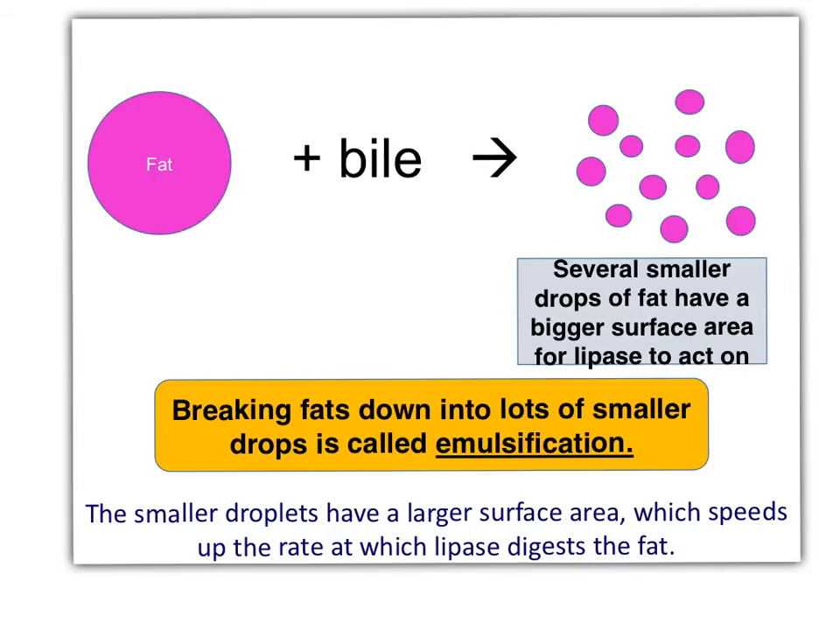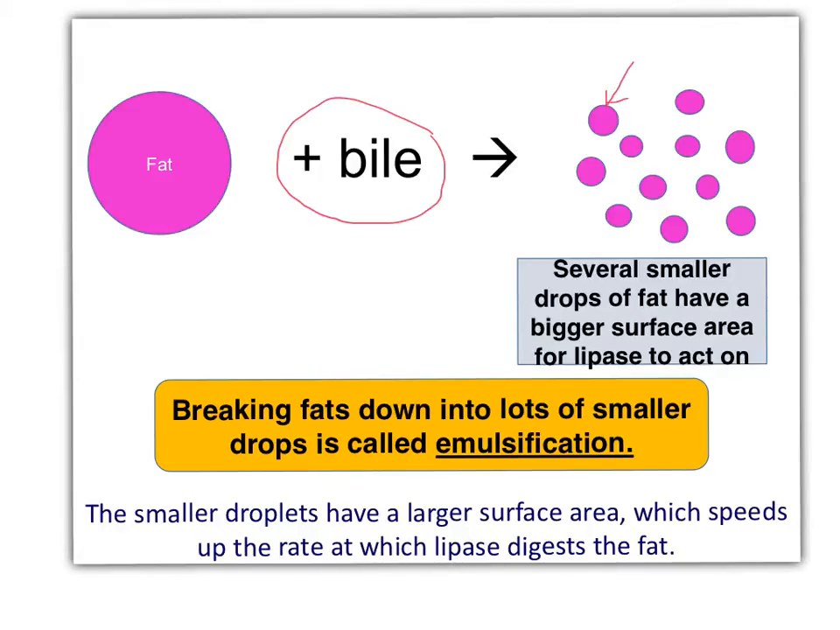So if we have a look at the role of bile, the first function is to neutralise the acid. And the second function is a process called emulsification. So if we look at a fat droplet and we add bile, bile is a little bit like a detergent, like washing up liquid. And what it does is it splits up the large fat droplet into several smaller droplets.